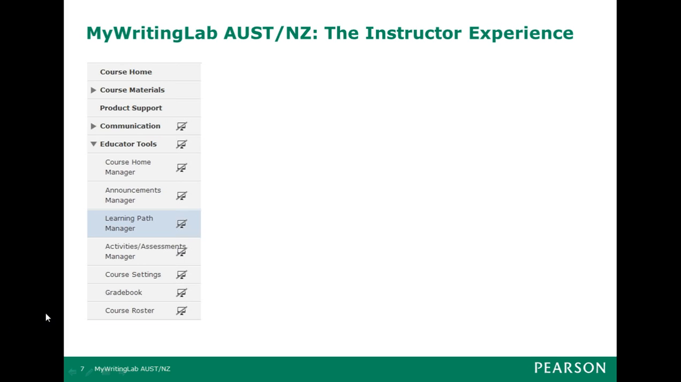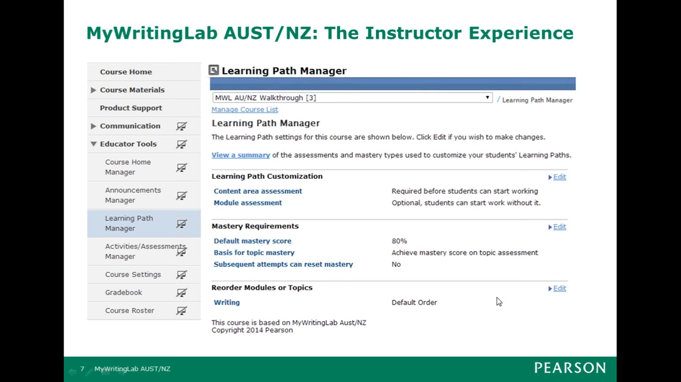The course settings I just showed you before, and the gradebook I'm going to go into more detail later, as well as the course roster where you can look at your students enrolled and disenroll people and so on. So let's look at the Learning Path Manager to start with.